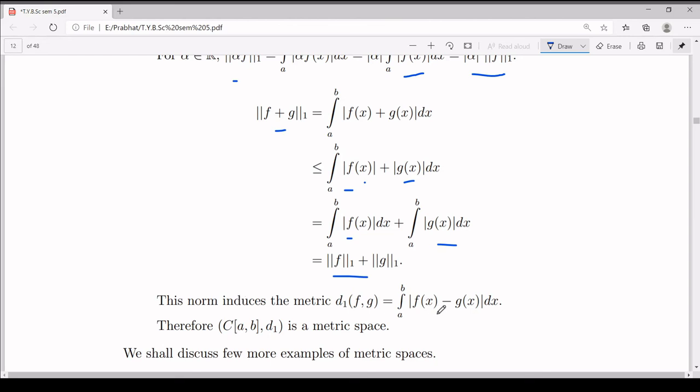Now which metric will it induce? It will induce distance between f and g will be norm of f minus g, and norm of f minus g is integration mod of f of x minus g of x dx, which we have earlier denoted by d1. So norm 1 on C[a,b] will give rise to the metric d1.